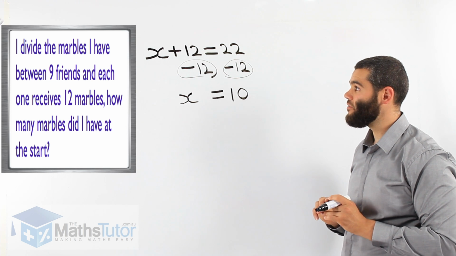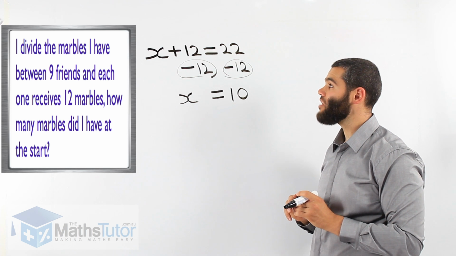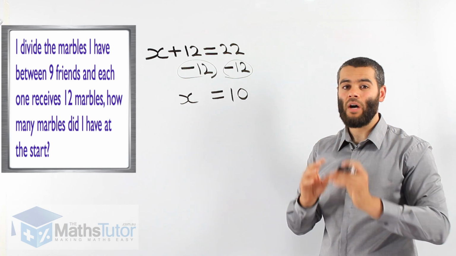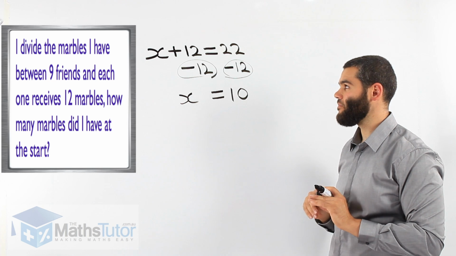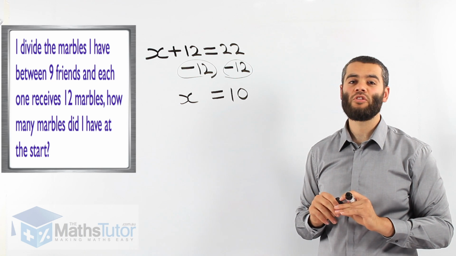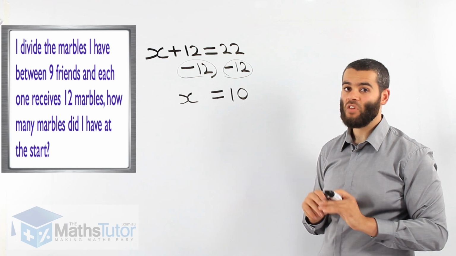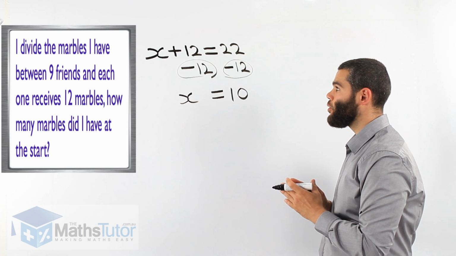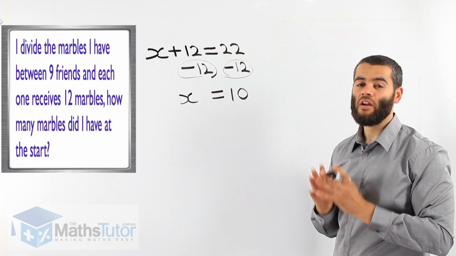Well, I divide. So guess what? There's division involved. The marbles I have between 9 friends. So I have a lot of marbles, and I'm going to divide them between 9 of my friends. And each one is going to get 12. How many marbles did I have at the start? Okay, let's put y as our total number of marbles that I had at the start.